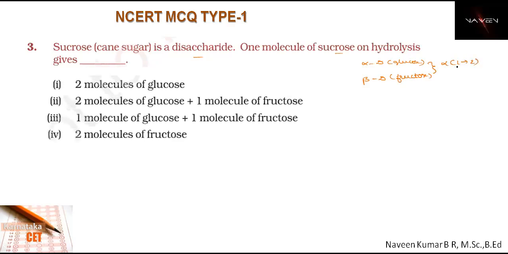Now if you look into the options, a molecule of sucrose is made up of, first option, 2 molecules of glucose, which is not correct. 2 molecules of glucose and 1 molecule of fructose is wrong. As it is a disaccharide, it should be 2 monomers. 1 molecule of glucose and 1 molecule of fructose is correct. 2 molecules of fructose is wrong. The correct answer for the question is option 3.